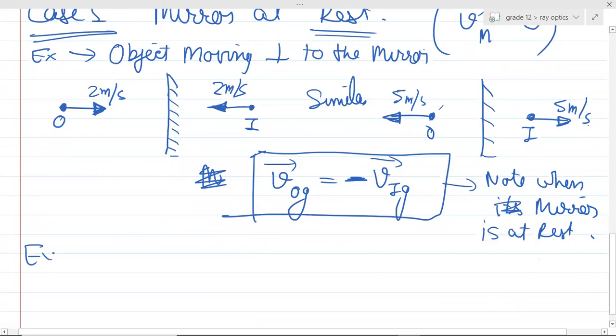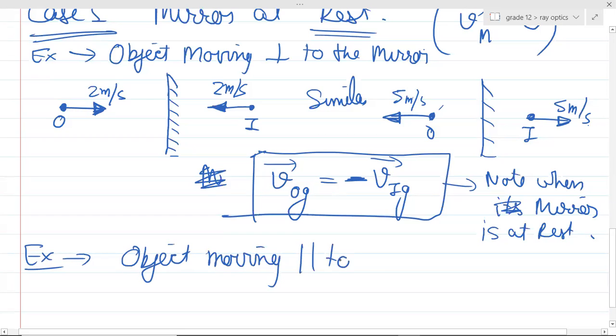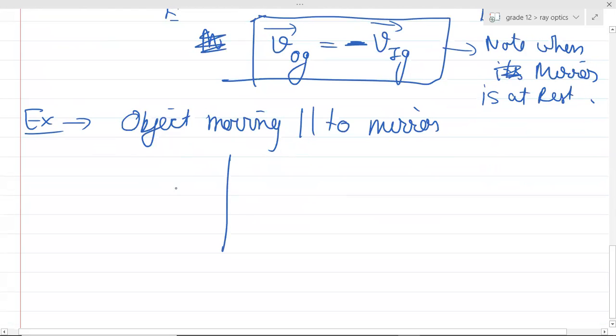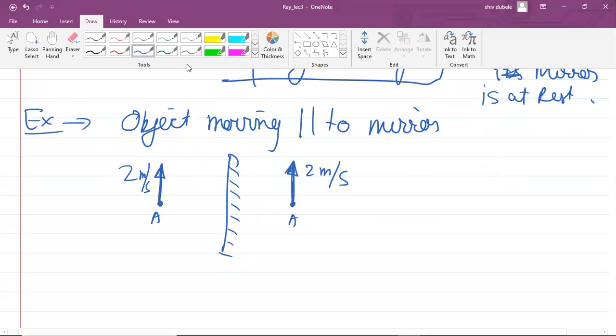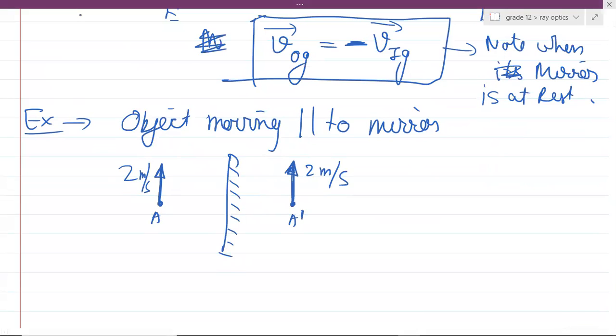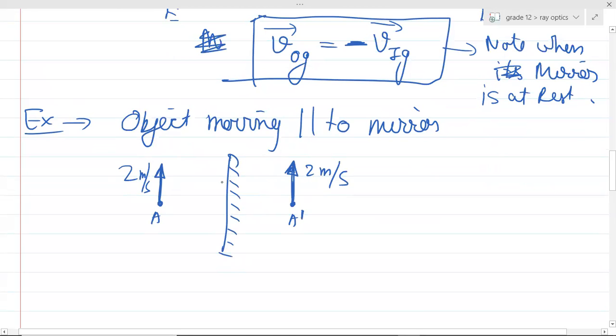And in the next case, I'll give you this example. The object is moving parallel to the mirror. So tell me what will happen if the object moves parallel to the mirror. If there is an object A which moves with 2 meter per second in this direction, can you see the image will also move in the same direction, 2 meter per second. Everyone, is this clear? Yes, sir. Anna? So the image for this object A will be moving along the same direction.